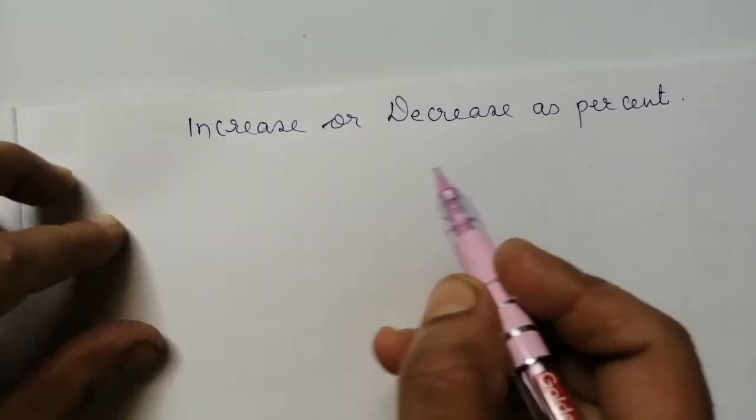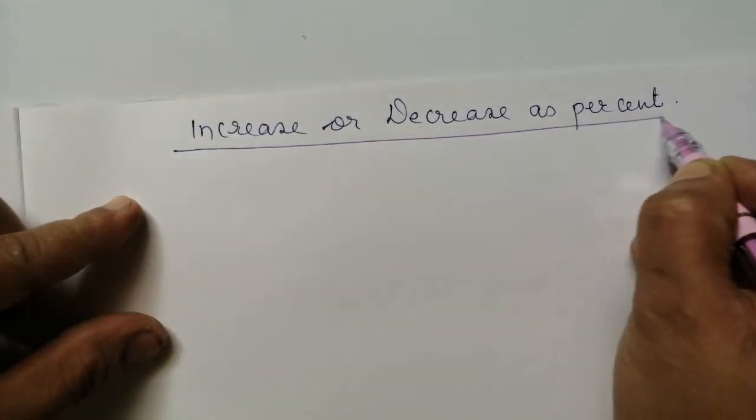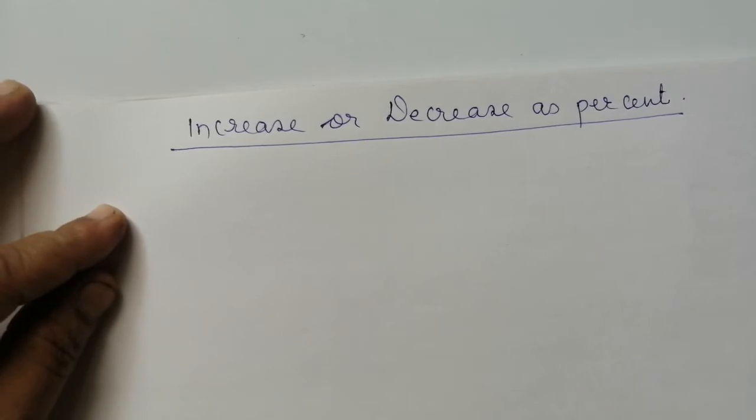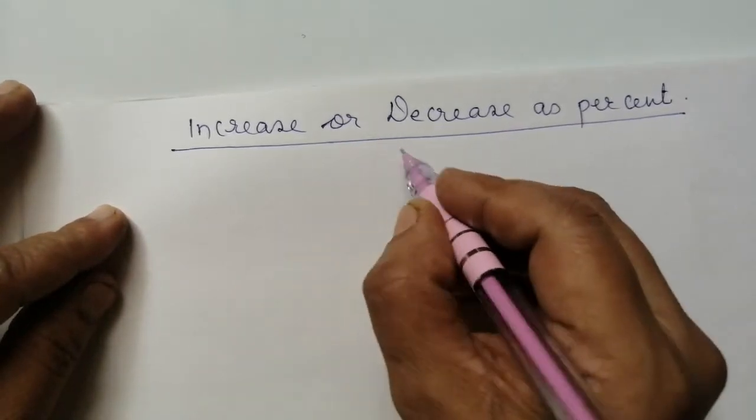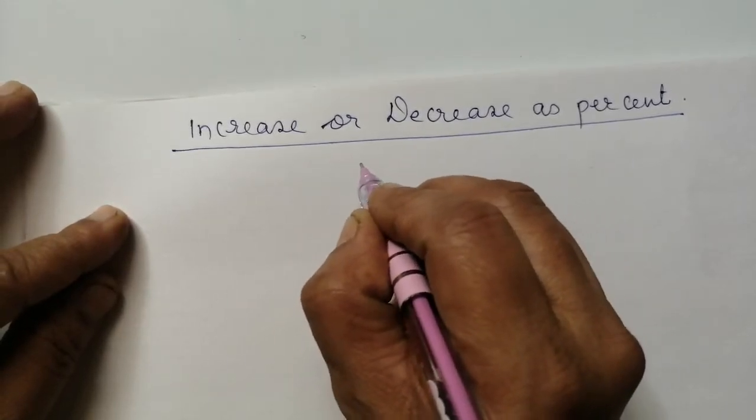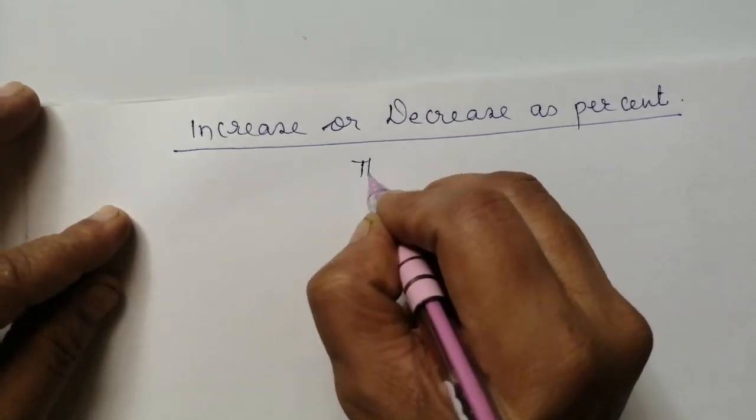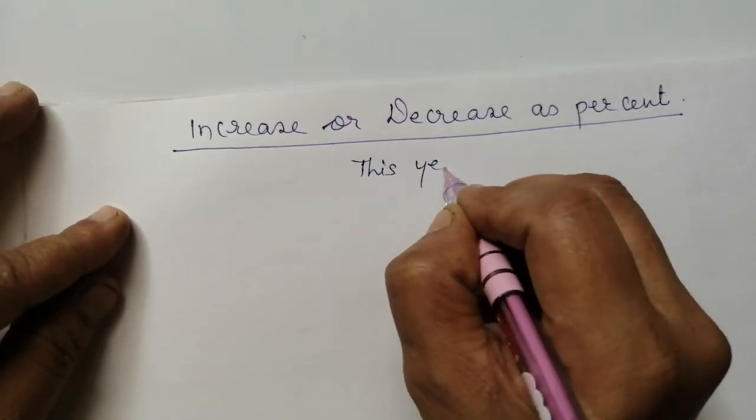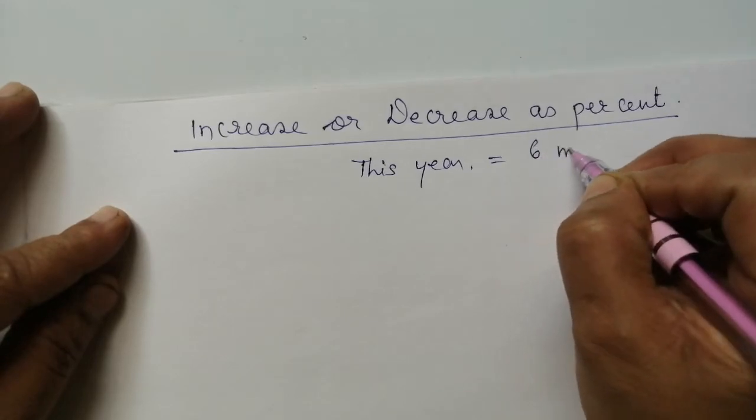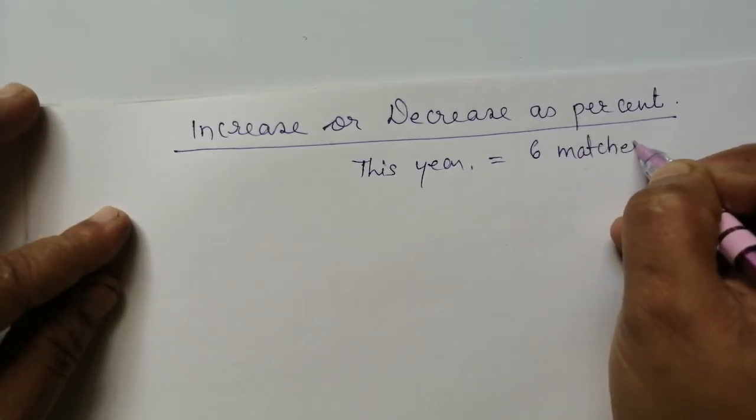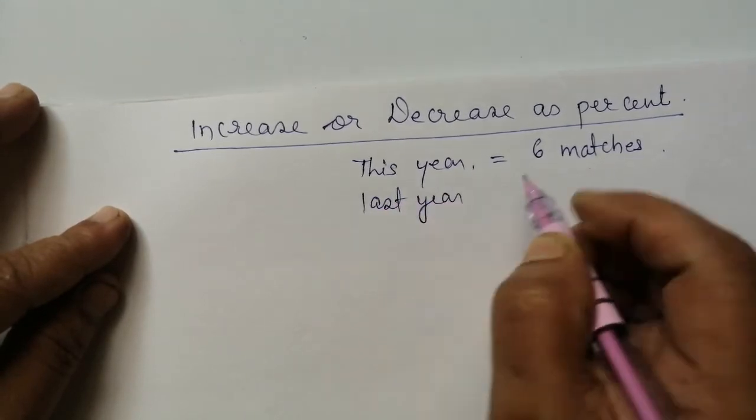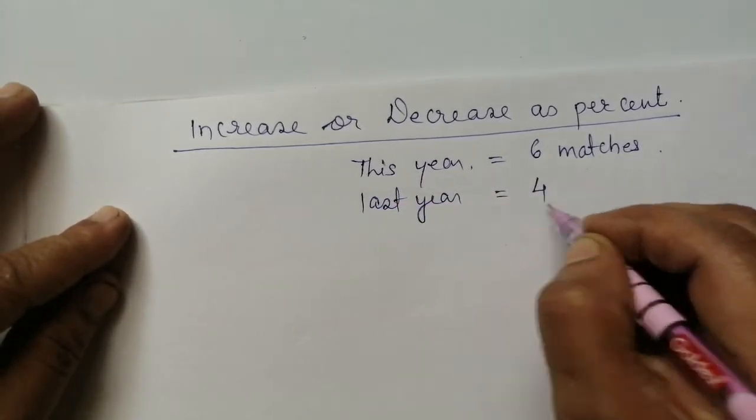Now we will discuss increase or decrease as a percent. Suppose one school this year won a total of 6 matches. And last year the school won 4 matches.